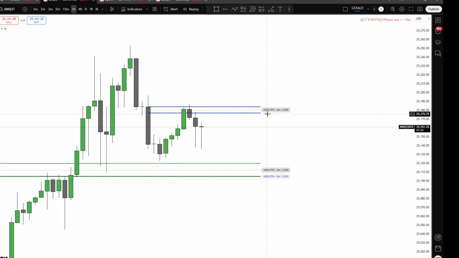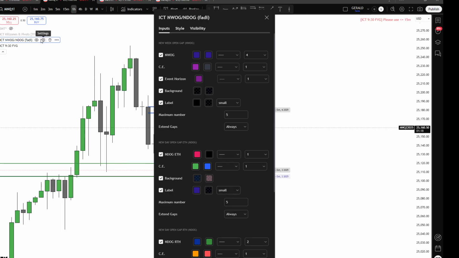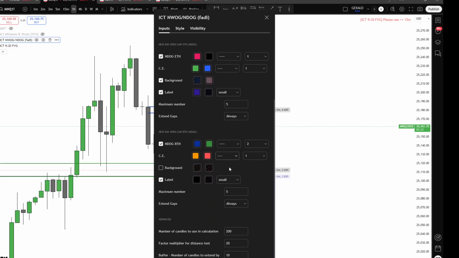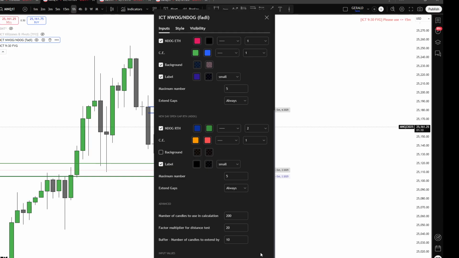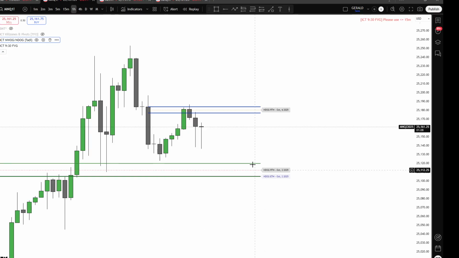Going on to 1 hour, we have this. You should have this indicator. It's called the ICT New Week Opening or New Day Opening by Fadi. This one here. These are my settings for the indicator. This is it, in case we gap higher or lower.